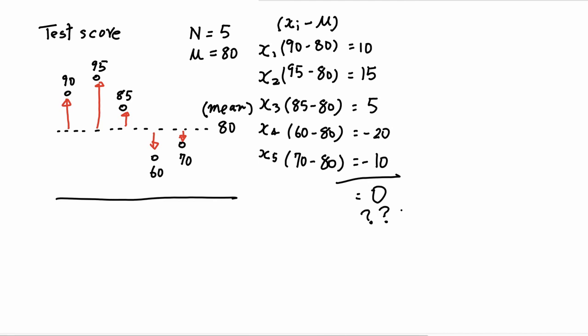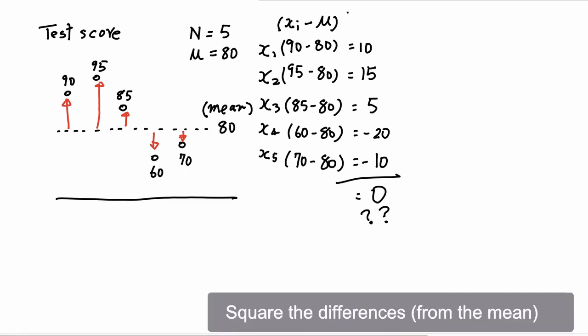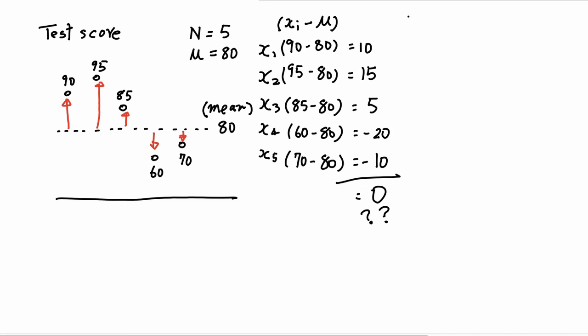So how can I go around this problem? I don't want any negative numbers here. So what we can do is we can square the differences. If you square them, the positive numbers stay positive and the negative ones will become positive. Okay, let's change the formula to x minus mean squared and go through it again.